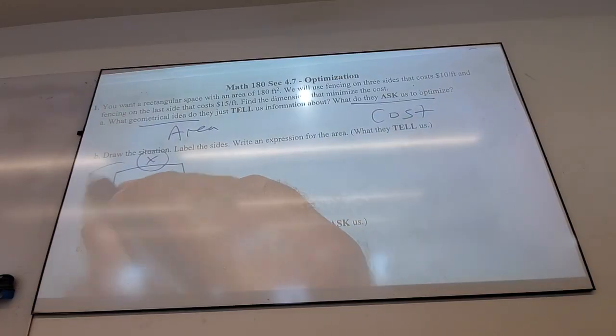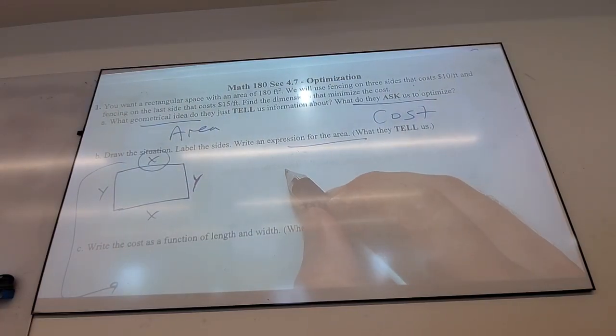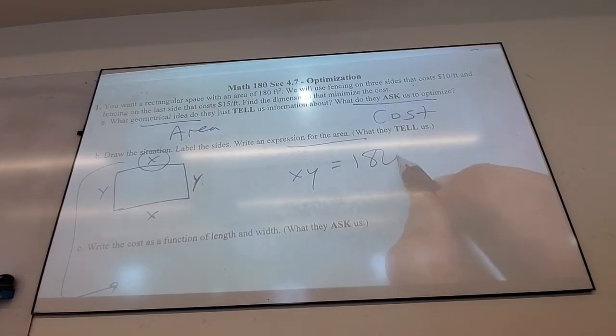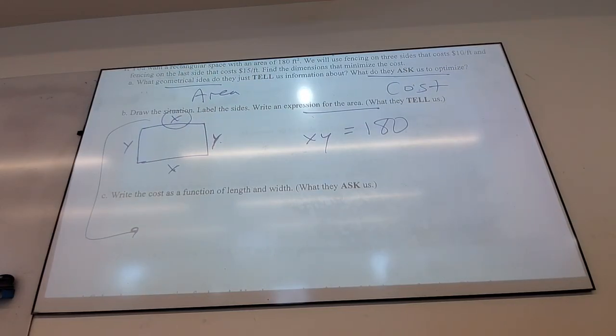But before I go to cost, the expression for the area of course is just x times y, and the problem tells us that's 180. And when you plug things into a formula, you don't have to bring the units with you. That'll just get in your way and make things look worse.